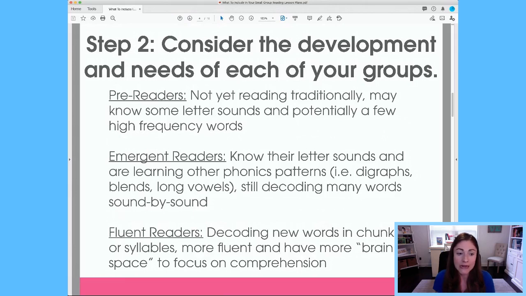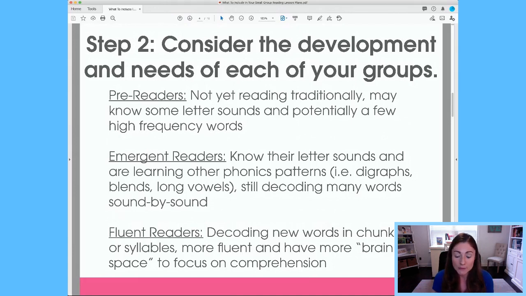All right, our second group, and this covers a lot of stages, actually, a lot of different levels of kids, would be emergent readers. So these kiddos know their letter sounds and they're learning other phonics patterns. And the patterns that they're learning are really going to differ. So maybe they're working on digraphs, blends, long vowels, maybe something more complex. And these kiddos are still decoding many words sound by sound. So they're not just picking up a book and necessarily knowing all the words and reading it. There's still some decoding action going on. Let me know in the chat if you have some kids or you're expecting some kids that are going to be emergent readers, okay?